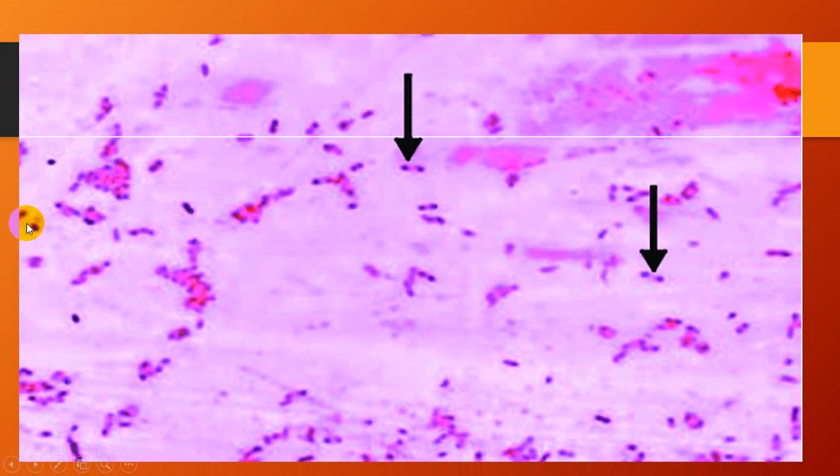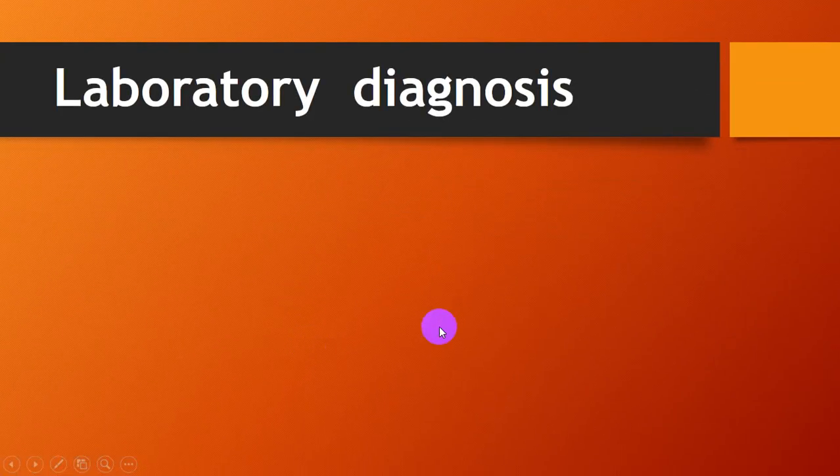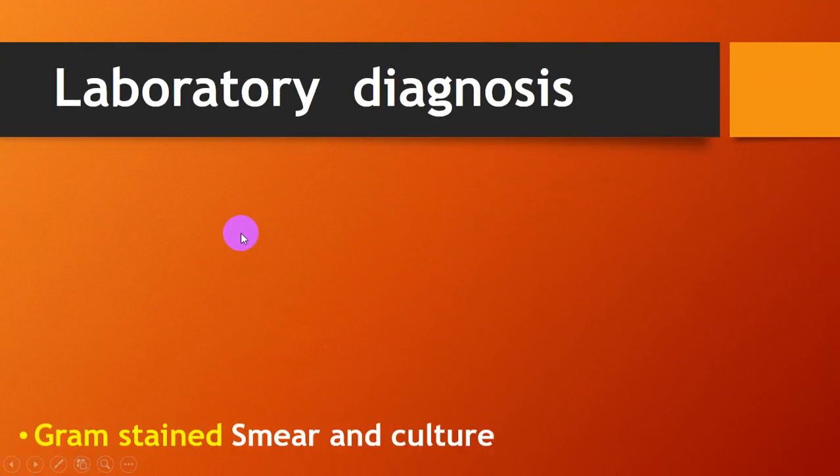So next is this slide, and you can see that the bipolar staining or safety pin staining of Yersinia pestis is shown here, and this is the histopathology slide. Next is the laboratory diagnosis. What is laboratory diagnosis?